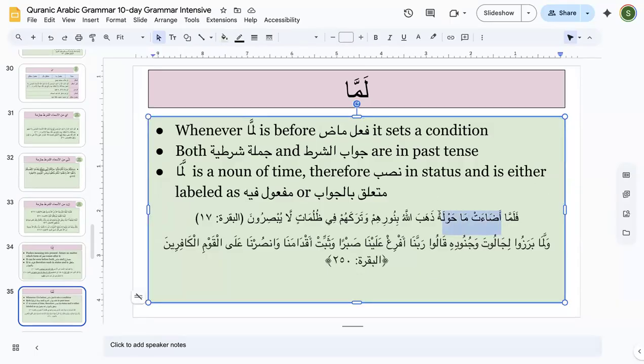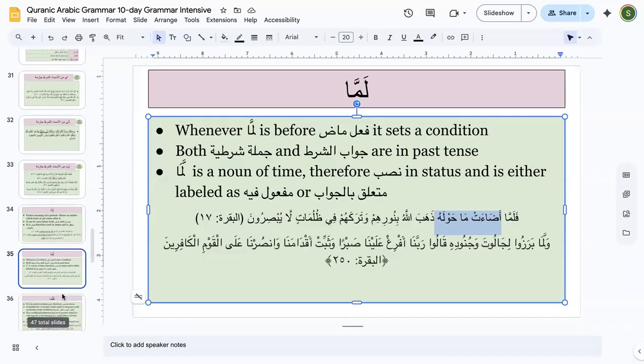And lamma is a noun of time. If I asked you the status of the sentence following lamma, lamma is zarf, mudaf, noun of time. So the status of this sentence which is following lamma, and it is mabni, it can only take as its mudaf ilayhi a sentence, because it is mabni, it has a fixed ending, so it is going to be fi mahalli jar, as Ashifa is typing.